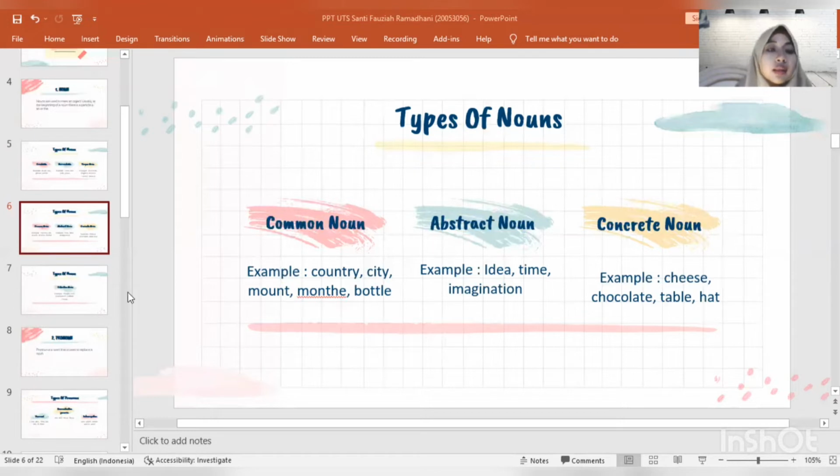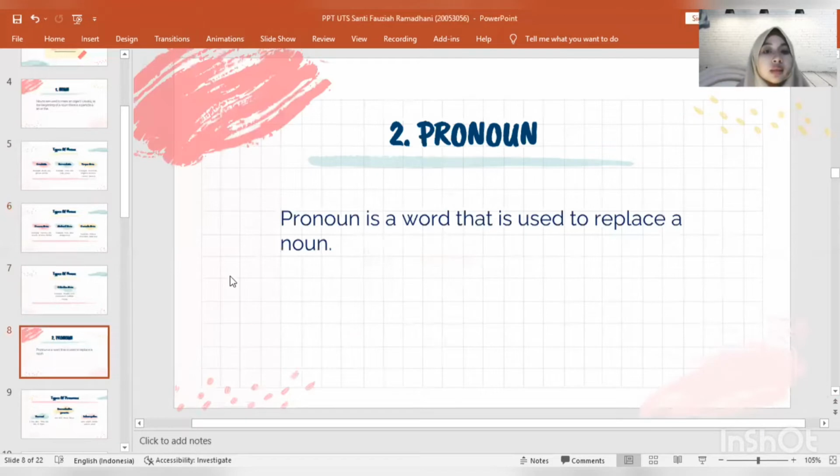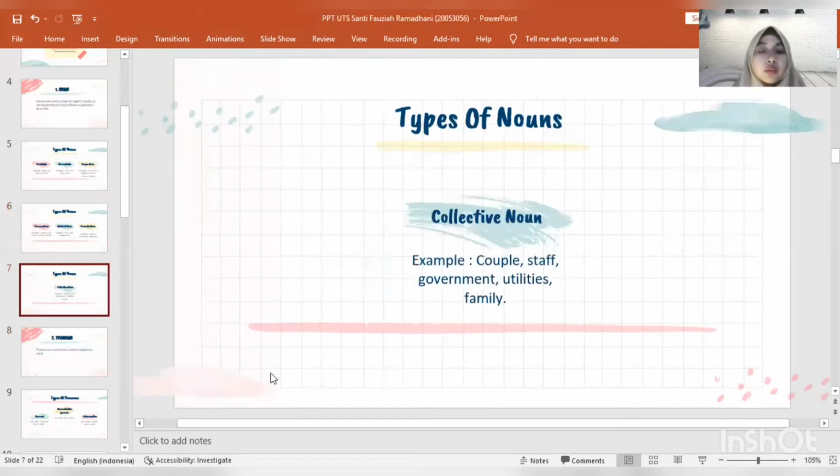The last is collective noun. A collective noun is a noun or group name that refers to a group of animals, people, or things. For example, couple, staff, government, utilities, family.